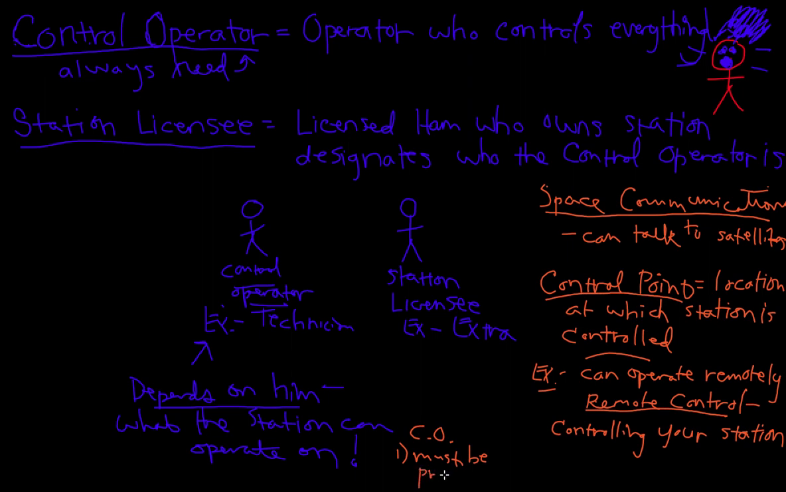We'll take a minute to write that down for you so you can take notes. Secondly, the control operator must indirectly manipulate the controls. So again, when you're operating remotely, you should still be able to indirectly manipulate the controls of your radio via the internet or something. You still have to be in control. You must indirectly manipulate the controls.